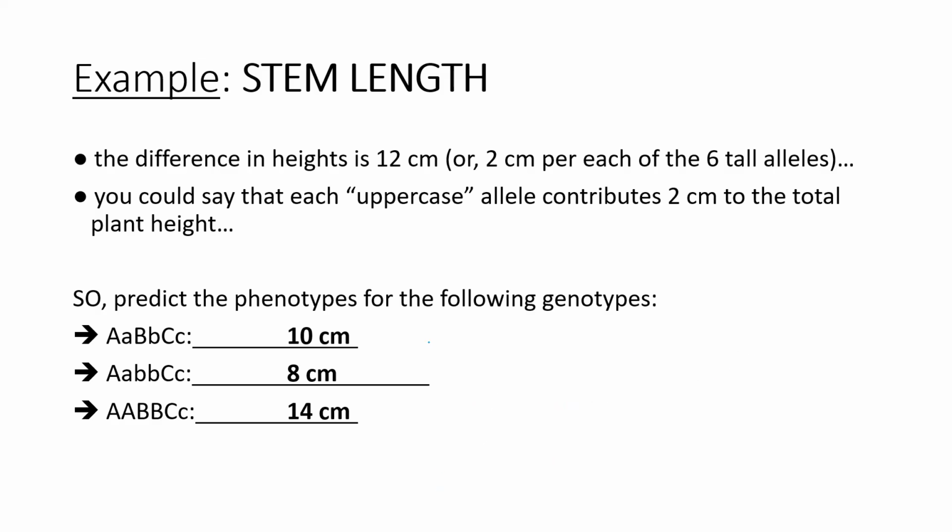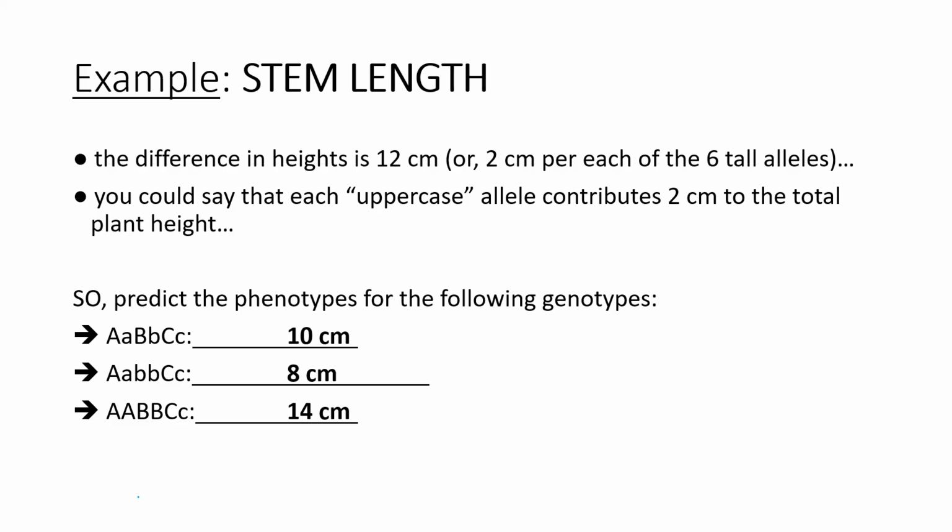So the 10 centimeter one here, we have 1, 2, 3 dominant alleles, 3 recessive. In the 8 centimeter one, we only have 2 dominant alleles, which means it gets less height from the genes, from the alleles that are left over. And the third one here, which is 14, has 5 dominant alleles out of 6, which gives it even more height, if that makes sense. Okay, sir. So it's a cumulative effect. It's just that the dominant ones give more than the recessive ones, but they're all still contributing.